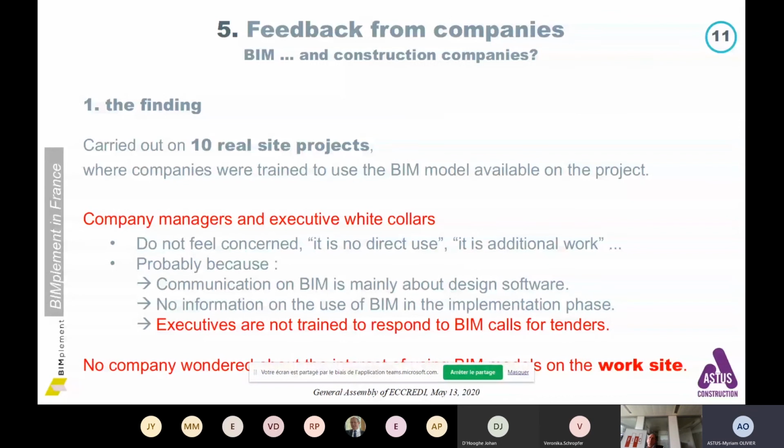It shows that it's quite complicated. It costs a lot. It needs special skills also. And more than all, BIM is presented as a software and as a model. Rarely do they talk about the BIM process, which is something that is much more important than the model itself. And in the end, companies don't feel like investing in BIM because they are not associated when they arrive in the execution phase.